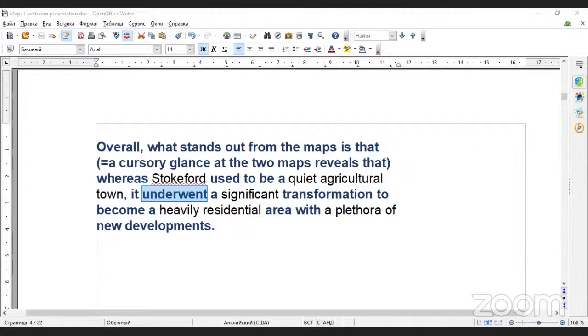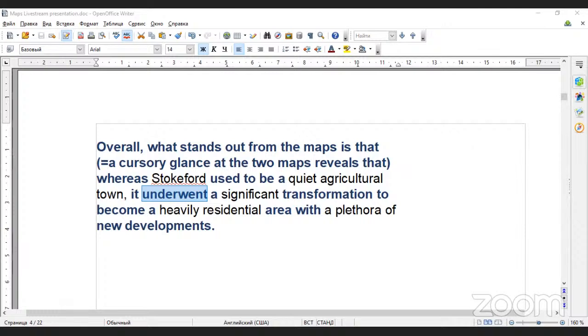Now, Shashanka, I hope you have pronounced your name correctly. Sorry if I mispronounce it. The given maps describe the changes over 80 years for the town of Stanford.